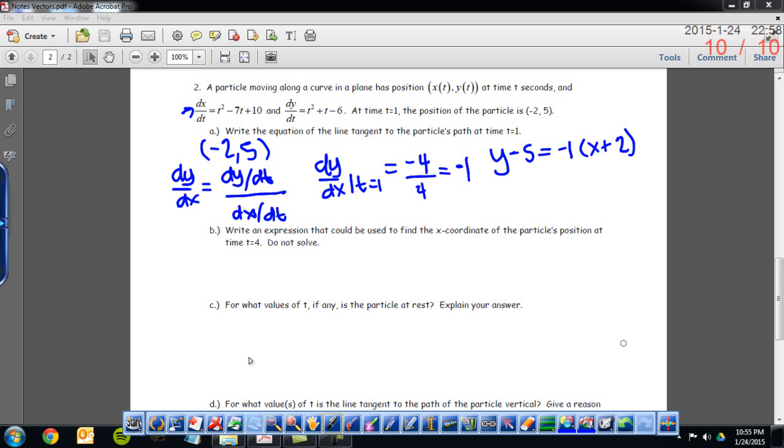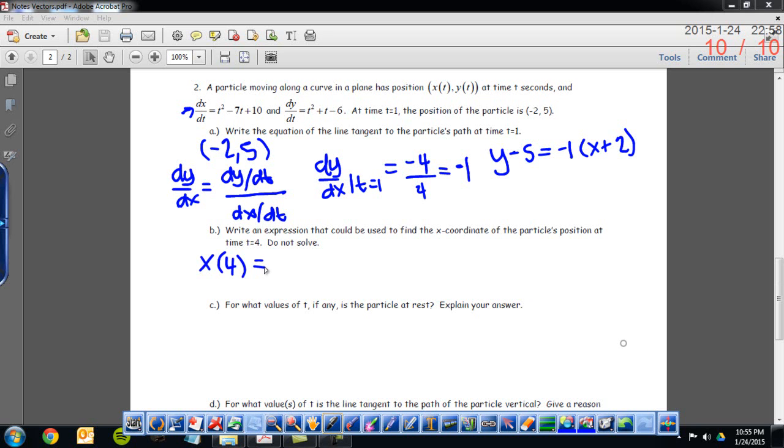Okay, part B: write an expression that can be used to find the x coordinate of the particle's position at t equals 4. Do not solve. So we essentially have the velocity of the particle, and we're trying to find its position at time t equals 4. This goes back to the fundamental theorem of calculus, where you take a known position and integrate the velocity between the known time and the time that you're trying to get to. That's not any different with parametric equations, except that you have to do the x part and the y part separately. This particular question is only asking us for the x part. So the x coordinate at time t equals 4 could be denoted as x of 4.